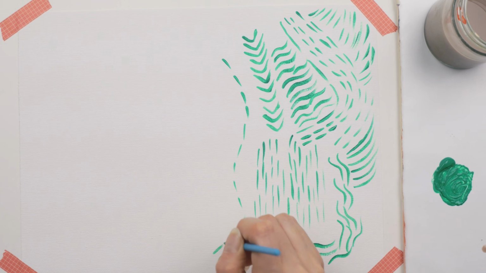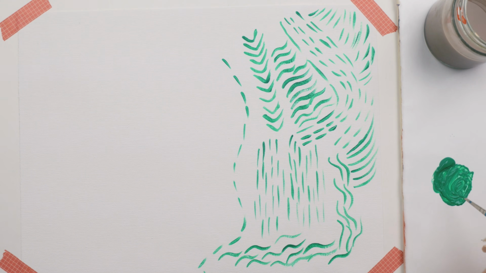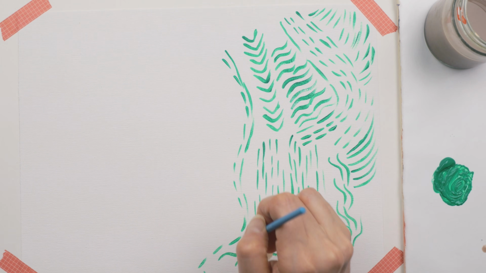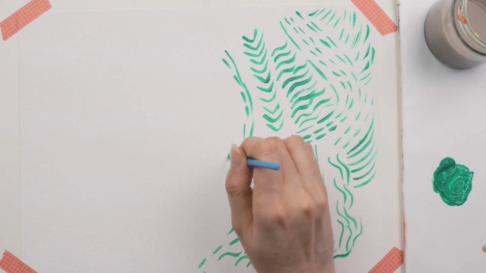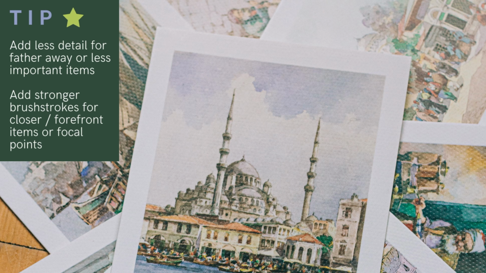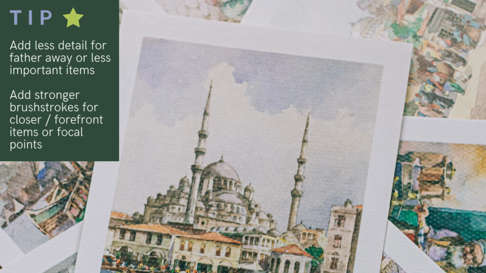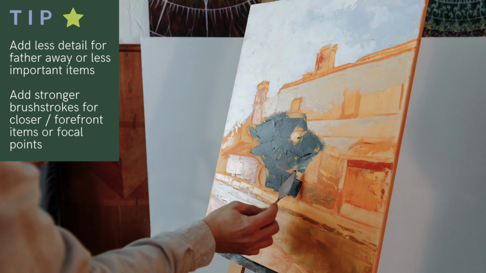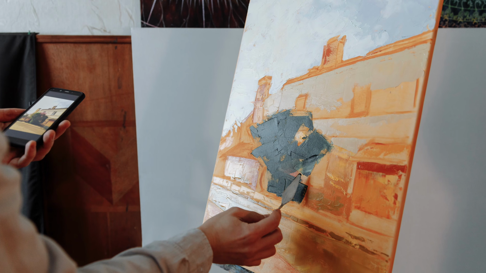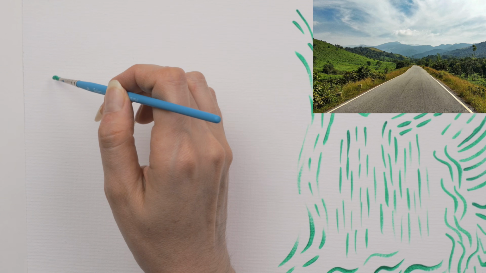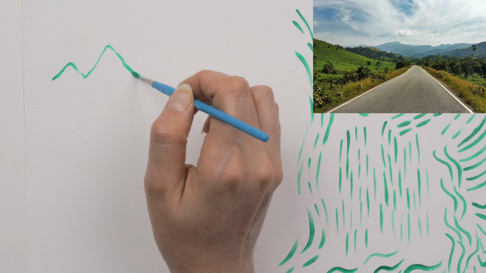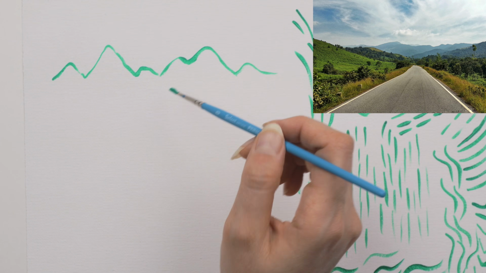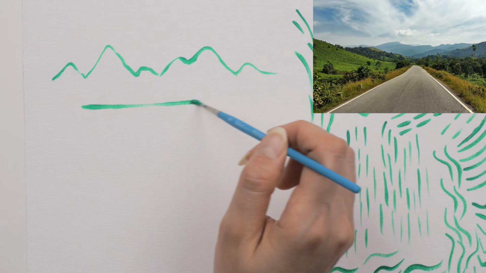So as you can see here, you can do horizontal, vertical, diagonal, wavy, curved, long, short, so many different types of directional brushstrokes. You can add less detail for items in your painting that are farther away or less important, and then stronger, more detailed brushstrokes for focal points or items closer to the forefront of the painting. Basically, the key is to repeat in a particular direction so that you create that movement. And as I mentioned, directional brushstrokes can help the audience identify the focal points in your paintings.